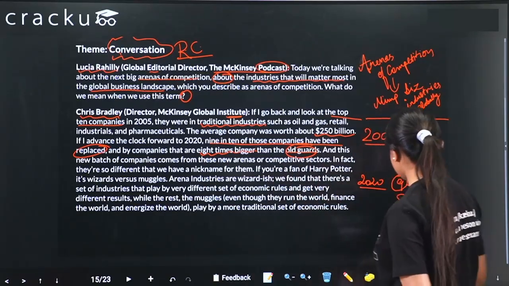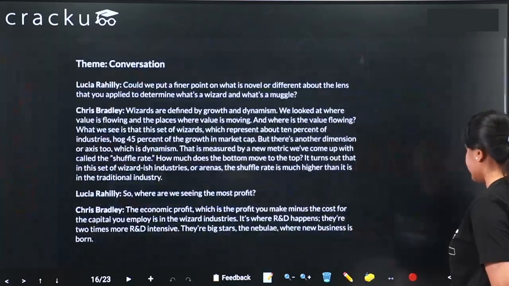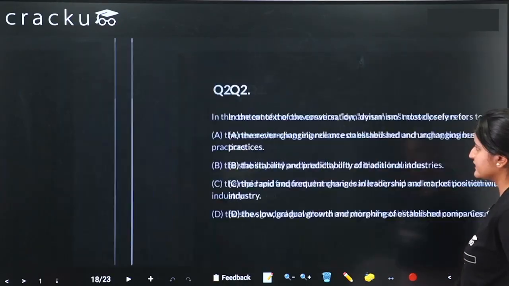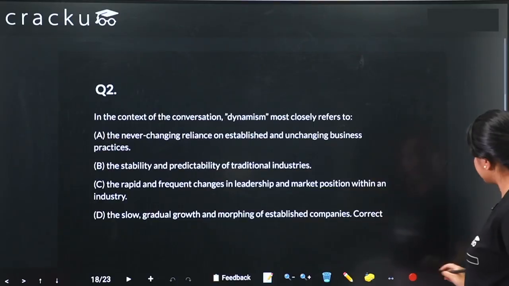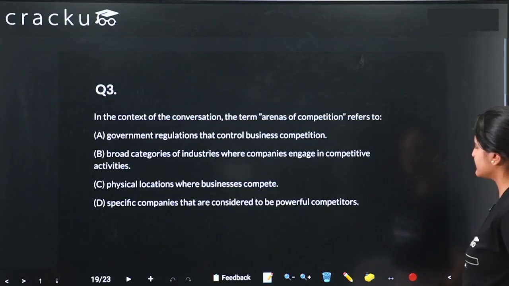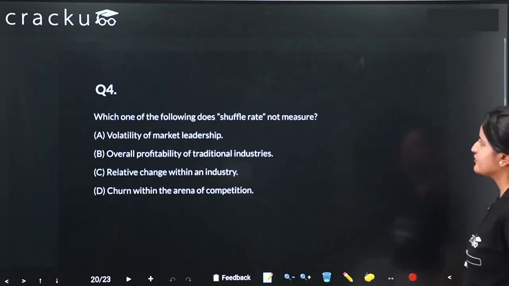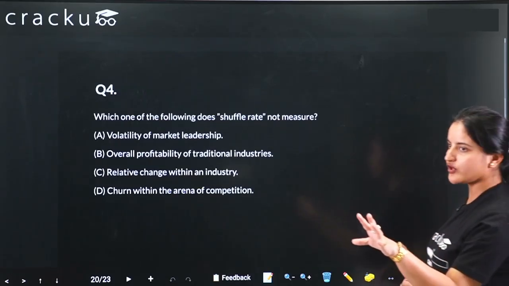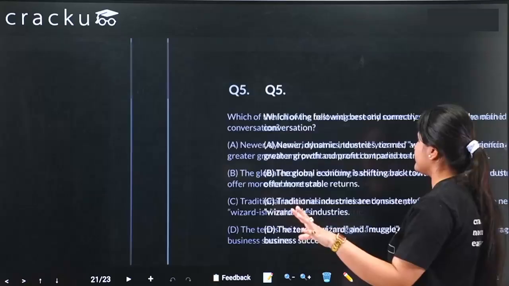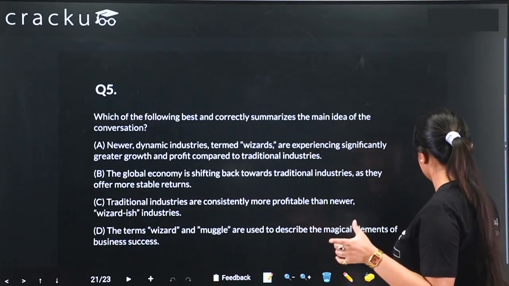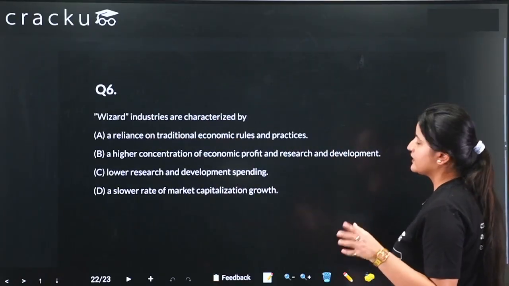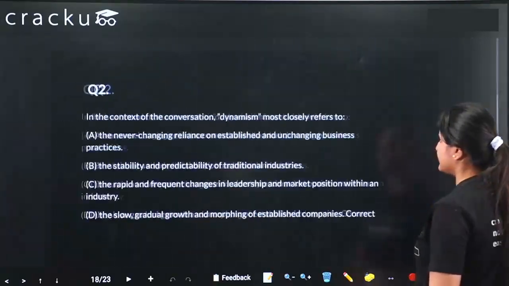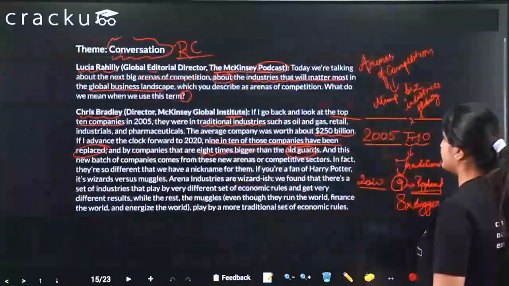So one thing we forgot to do about our STOP technique, we forgot to scan the question. So Muggles refer to what? It is like a vocabulary question. Arenas, we were discussing vocabulary. Shuffle rate does not measure, again related to vocabulary, what a thing does or does not do. And then we have summary, and then we have again wizard. So mostly we have vocabulary questions and we can keep those things in mind while reading.